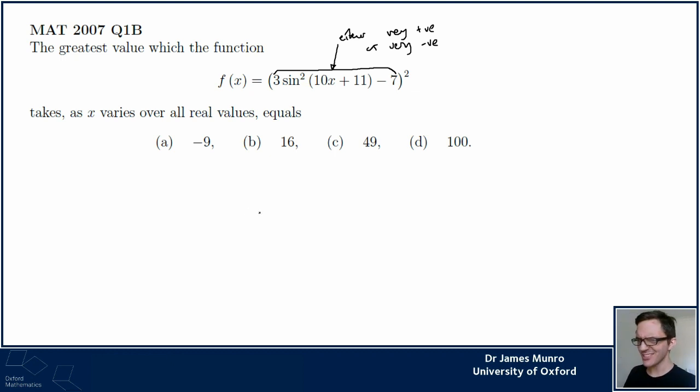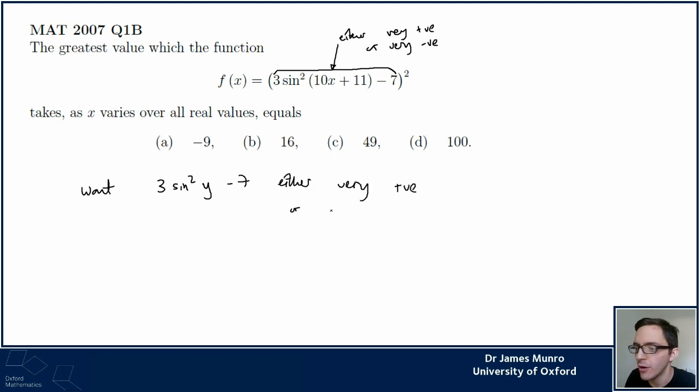Okay, there's a sort of trick going on here that we're thinking about x varying across all the real values, and as x varies across all the real values, 10x plus 11 varies across all the real values as well. So maybe I could think about 3 sine squared y, with a new variable y, minus 7. We want this either very positive or very negative.